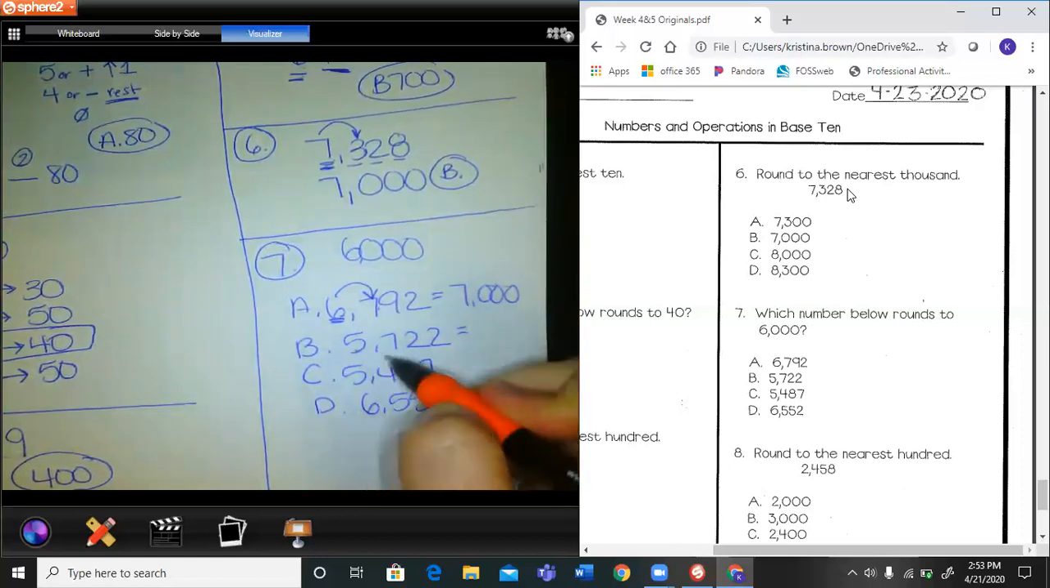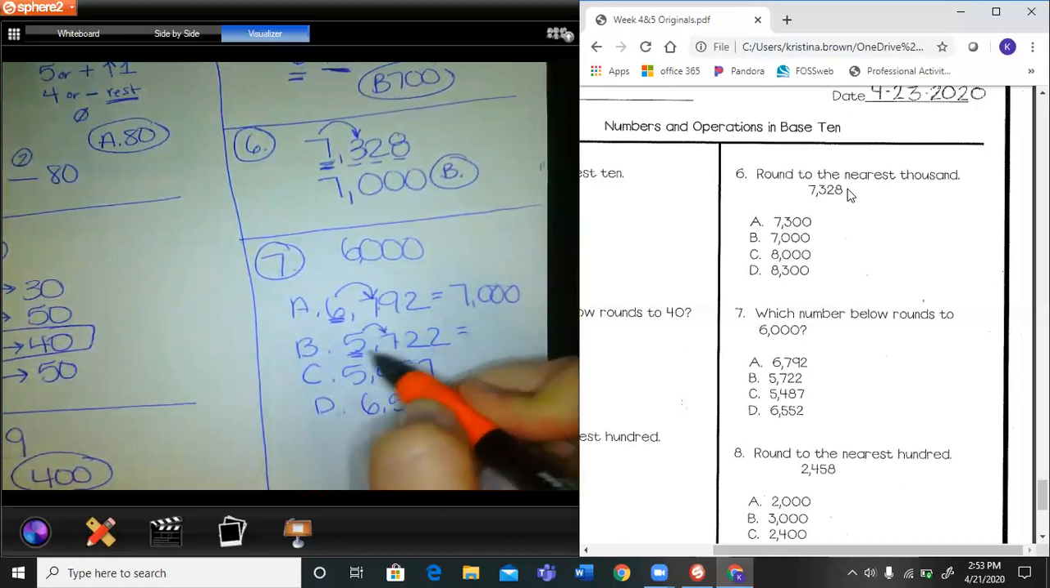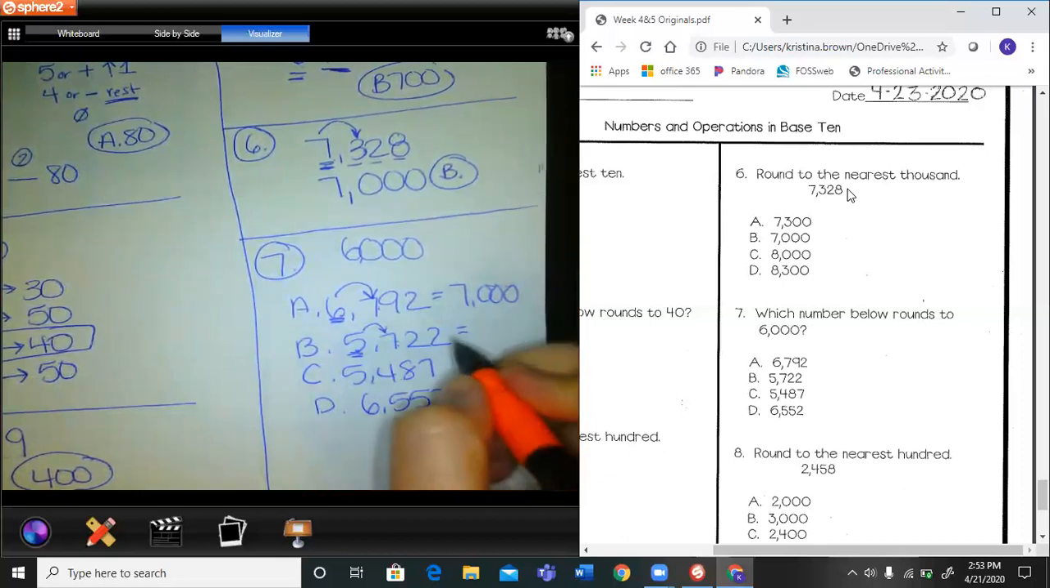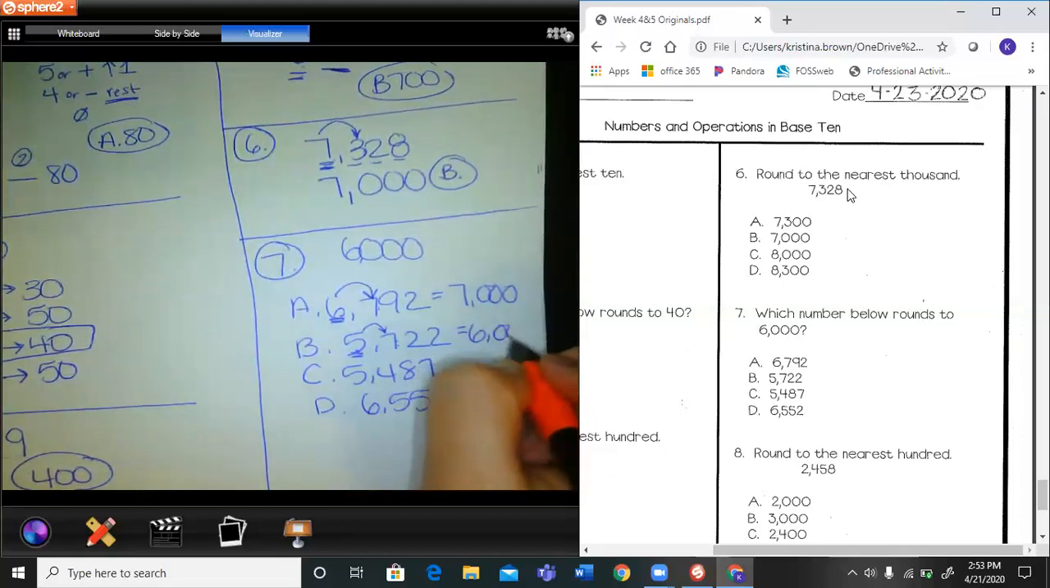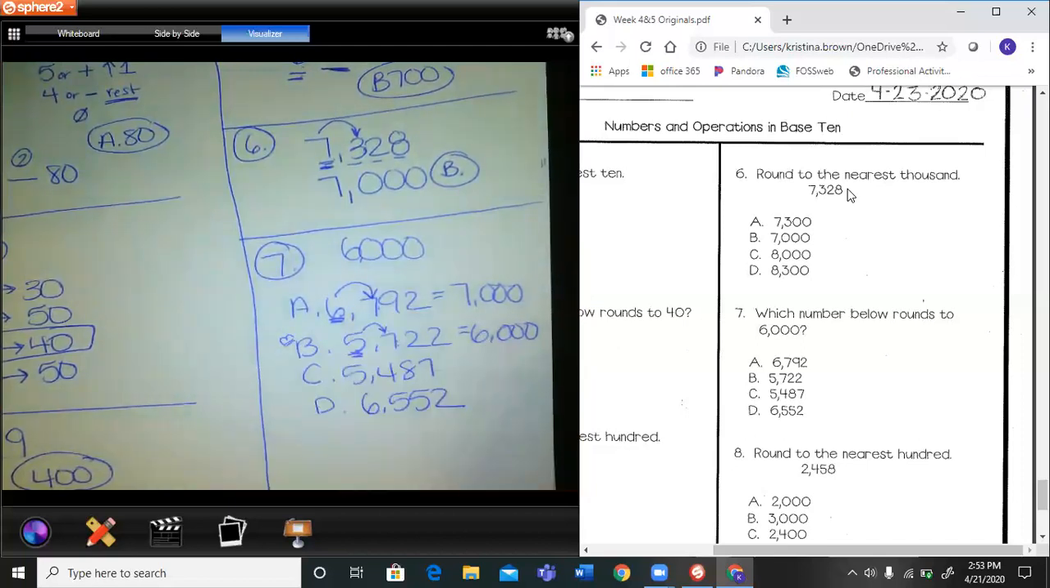Here I have 5 in my thousands place. Look over, it's a 7. So 5 or more, raise the score. So this number has to go up by 1. So it would round to 6,000. I'm going to put an M for maybe. We could have made a mistake, but we're going to double check.